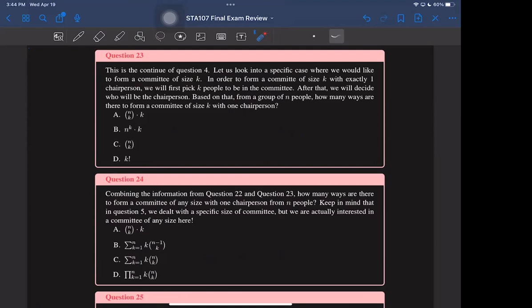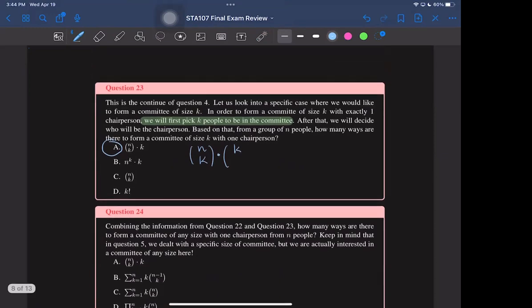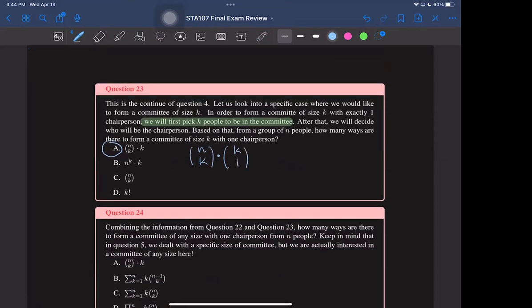Okay, so the majority of you chose A. That is good. The first step is that we will first pick k people to be in the committee. Out of n people, I pick k to be included in the committee. And now from the k people that I chose, I will choose one to be a chairperson. And it is just n choose k, multiplied by k. So the correct answer is A.